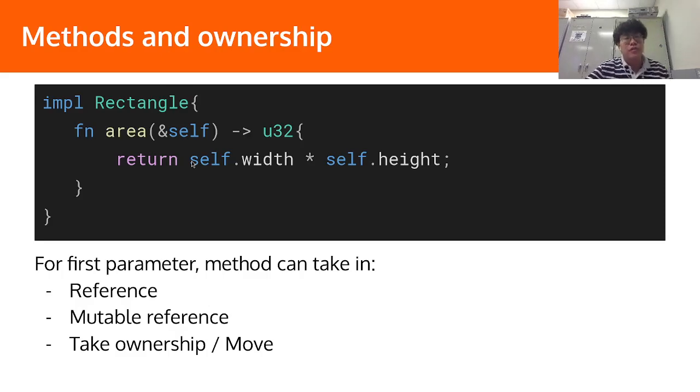Recall that we have already talked about ownership, and we remember that this is actually a reference. On top of a reference, a method can take in a mutable reference, or it can take ownership of the whole object itself, which means that when you call the function, the ownership of the instance is moved into the function. We'll see examples of each.